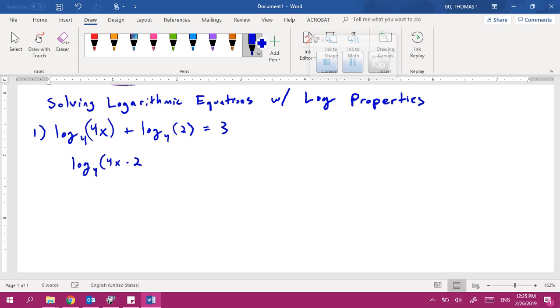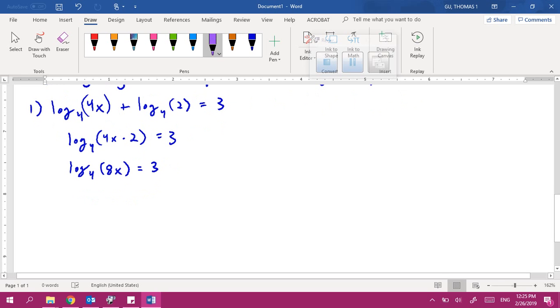Right, log base 4 of 4x times 2. When you're adding two logs together, it's the same as one single log where you're multiplying the numbers. Okay, so now I want to simplify that a little bit. What is 4x times 2? 8x, right? So now we're at log base 4 of 8x equals 3. And from here, this should look familiar, like the first examples that we did. What can we do to solve from here? Use the base of 4 on each side.